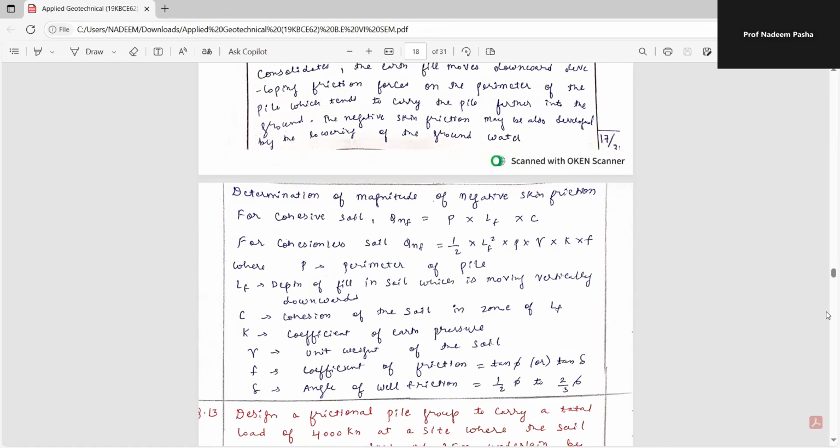Determination of magnitude of negative skin friction. For cohesive soil, QNF equal to P into LF into C. For cohesionless soil, QNF equal to 1 by 2 into LF square into P into gamma into K into F, where P is the perimeter of the pile. LF equal to depth of fill in soil which is moving vertically downwards. C is cohesion of the soil in the zone of length. K is coefficient of earth pressure, gamma unit weight of soil, F coefficient of friction, tan phi equal to tan of angle of wall friction, half phi to 0.5.